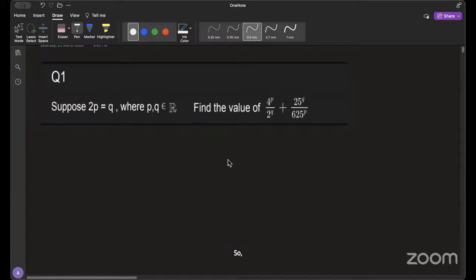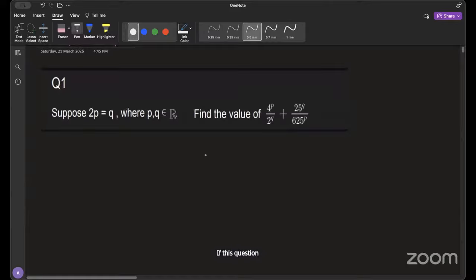So give this question a try, and then we'll do it here. It's a very easy question though. Let's just do it here. You can try the other question.